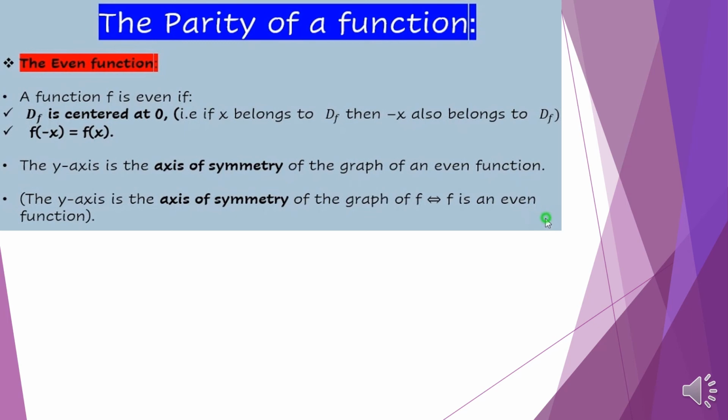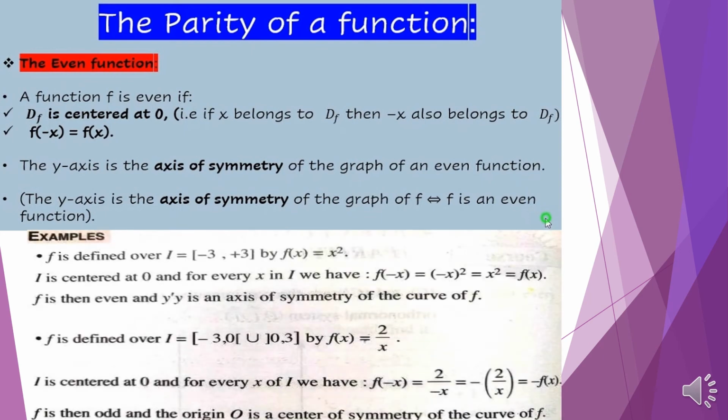The y-axis هو axis of symmetry of the graph of an even function مثل ما قلنا. The y-axis is the axis of symmetry of the graph f. That means العكس صح، يعني إذا هو even المفروض يكون ال y-axis هو axis of symmetry، وإذا العكس إذا معي ال y-axis given هو axis of symmetry of any function، so this function is even. ناخذ example.